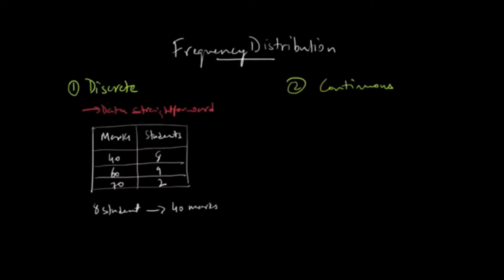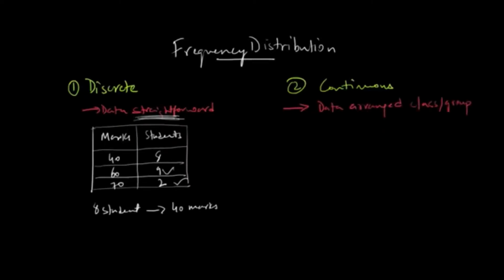As simple as that. Similarly, you have 9 students who have got 60 marks. Then you have 2 students who have got 70 marks. So this is the kind of straightforwardness I was referring to. So always remember, in discrete frequency distribution, the data set is going to be pretty straightforward. Remember that. Now on the other hand, in continuous frequency distribution, data is arranged in a class or a group.